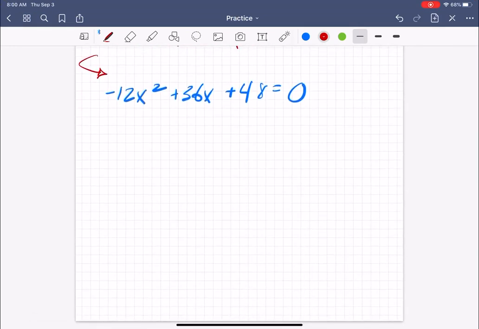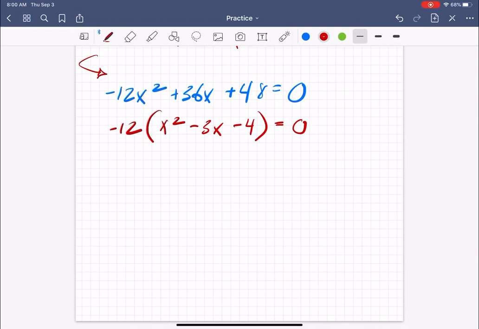So from here, when we have a quadratic like this, the first thing we want to do is break it down if possible. And in this case, we're going to pull out a negative 12 because a negative 12 divides evenly into each of these terms. So we have a negative 12 here. We're left with x squared, minus 3x, and minus 4 equals 0.